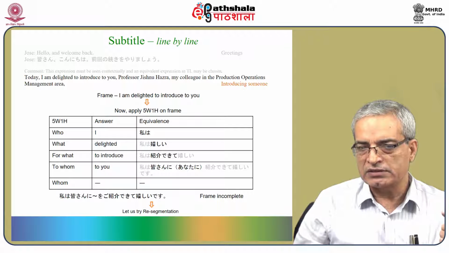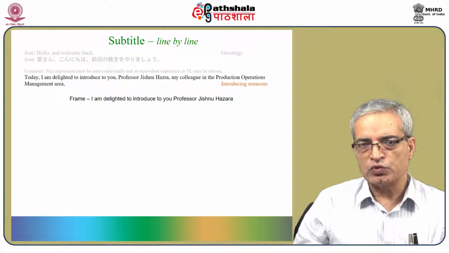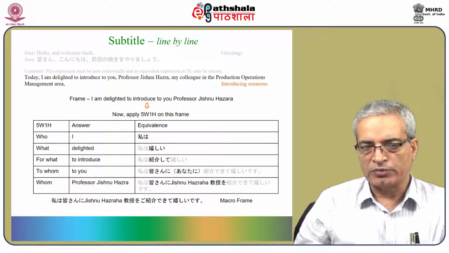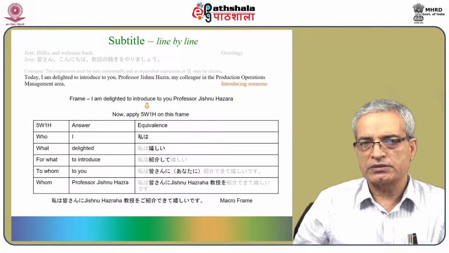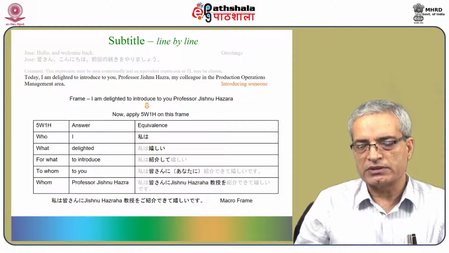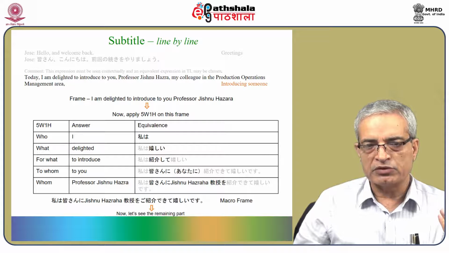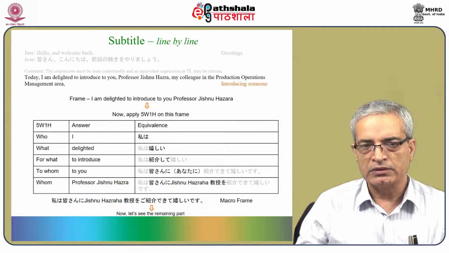Let's see, can we fill something here and get the full frame? Now I am saying, I am delighted to introduce to you Professor Jishnu Hazra. Now again apply 5W1H and see, you get all the equivalents now. These are the equivalents coming in the same manner, and let's see the complete combination. Watashi wa minasan ni Jishnu Hazra kyoju o go shokai dekite ureshi desu. This makes sense both in English as well as in Japanese. This is an example of how to capture a frame. You may capture the frame in the beginning, which may not be very accurate. So some hit and trial is required to come to the correct frame.